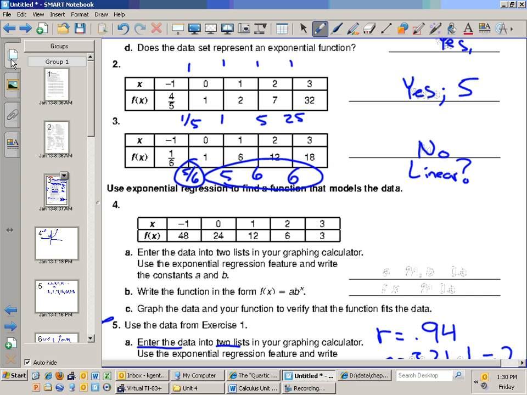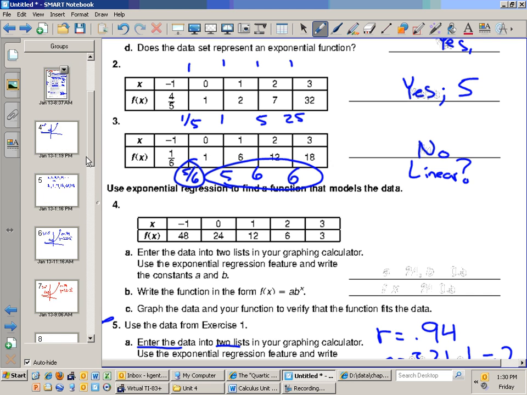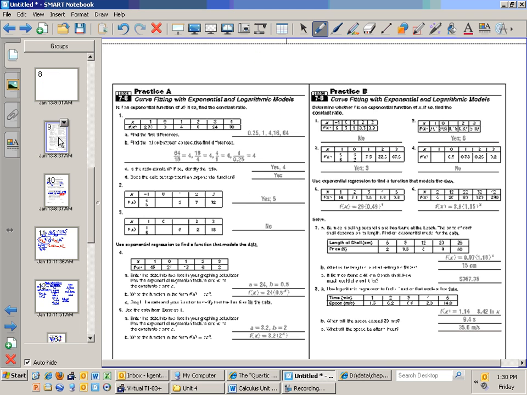All right. Okay, flip over the next sheet. Yep, back of that sheet.